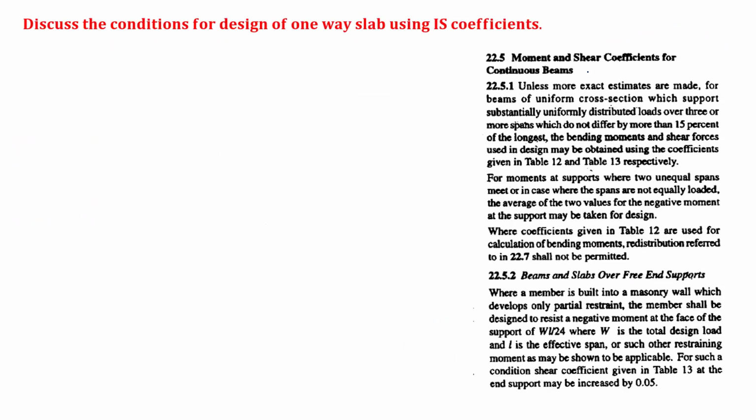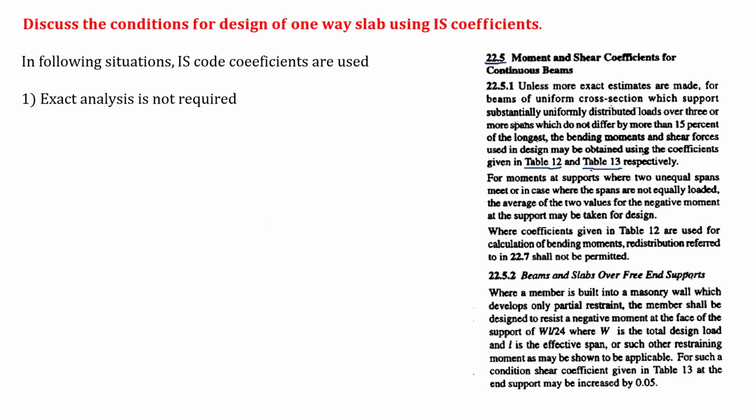Then we have the question: discuss the conditions for design of one-way slab using IS coefficients. Now if we go to clause number 22.5, they have mentioned these conditions. If these conditions are satisfied, then we use Table 12, which gives coefficients for bending moment, and Table 13, which gives coefficients for shear. Now, what are the conditions? In the following situations, IS code coefficients are used.